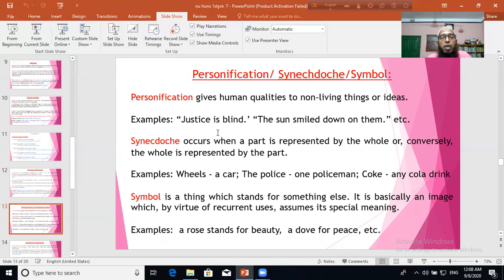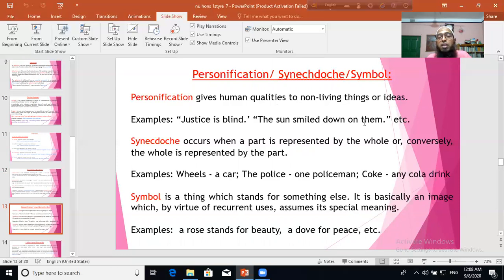Look at these examples. Justice is blind. So blind, man is blind. Man can be blind. Man has eyes. Justice. So justice is blind. So the quality of man, human being, has been given to justice. It's an idea. It's not a living thing. So this is an example of personification.